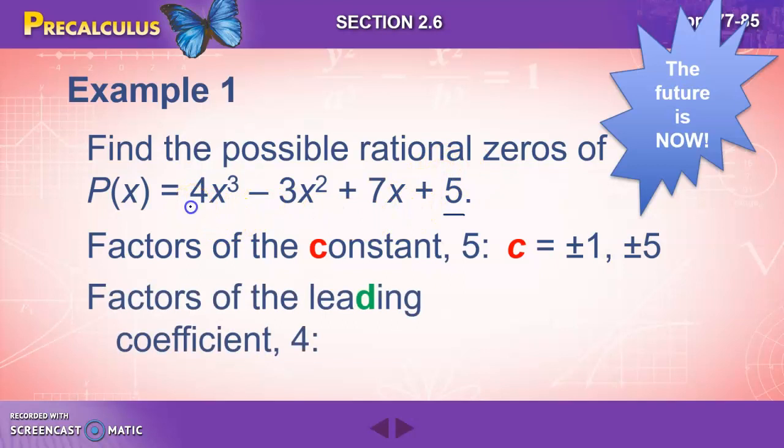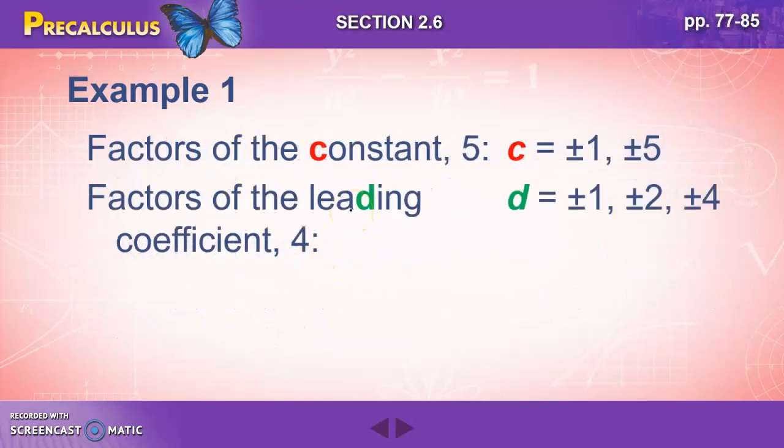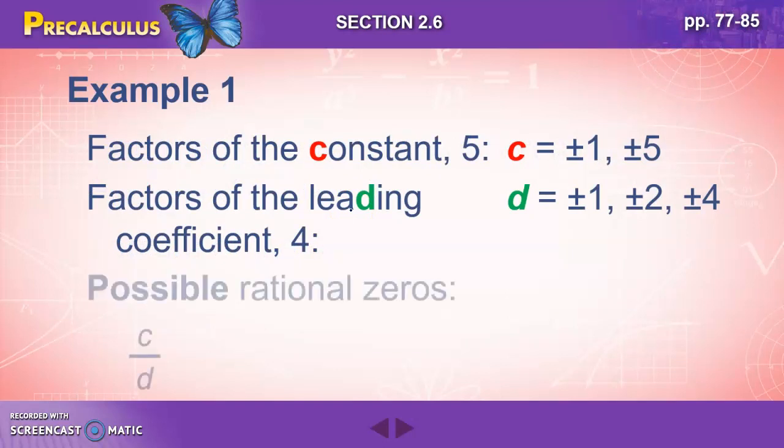And the factors of the leading coefficient, 4, are plus or minus 1, plus or minus 2, plus or minus 4. And when finding all the possible rational zeros, we are going to use those C and D factors here, constant and leading coefficient factors, and write all the possible different rational zeros.